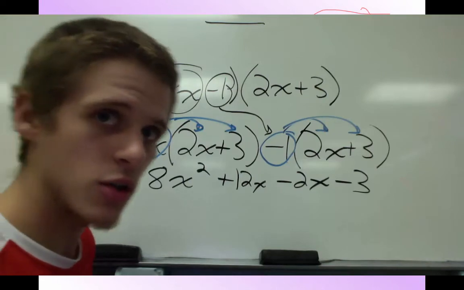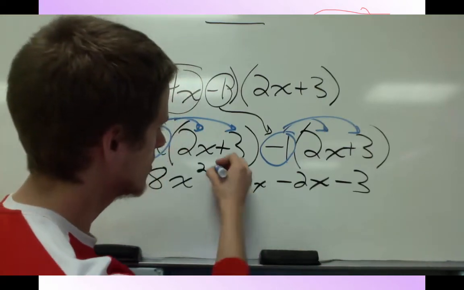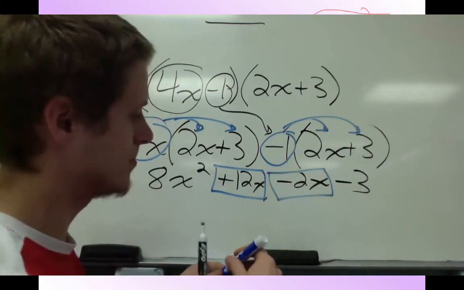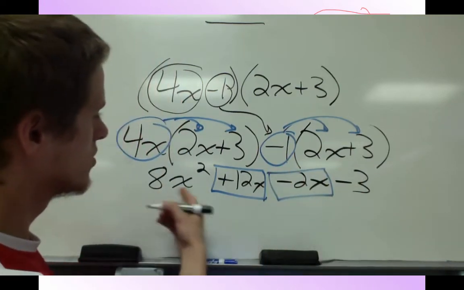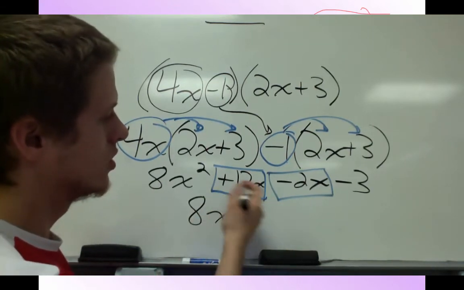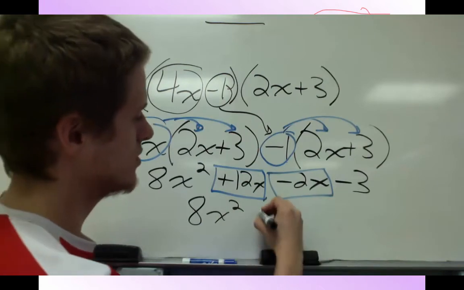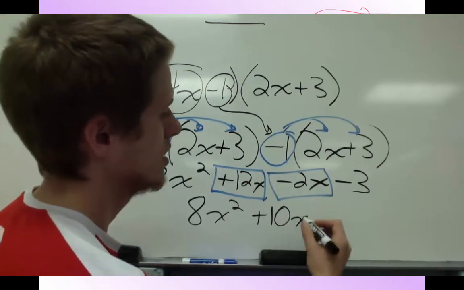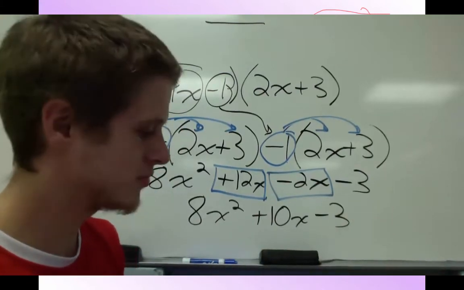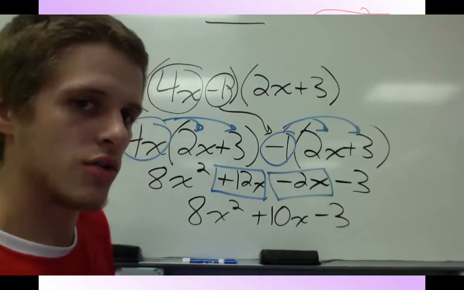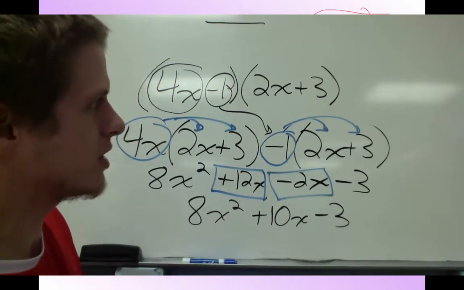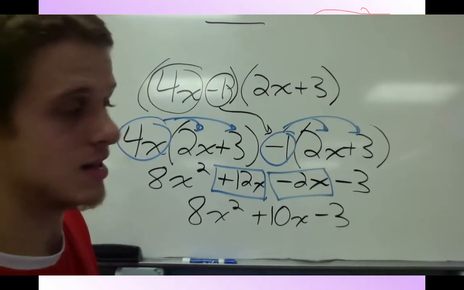From here, you want to combine the like terms. These two terms that just have x's on them, you can combine those. So 8x squared, we'll keep that. 12x minus 2x gives us a plus 10x. And then subtract 3 on the end. And that's your final answer. So I do want you to try one more of these on your own. Distributive property. Let's see if you can knock this out.